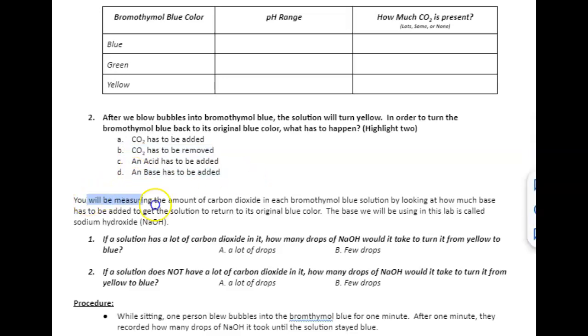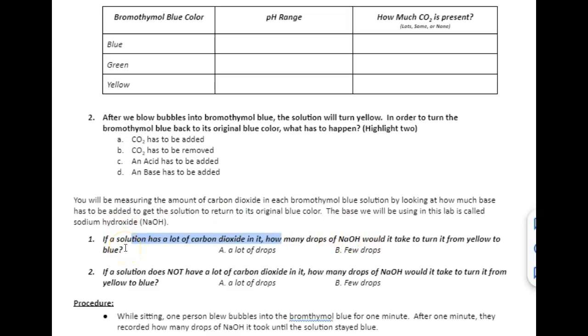So it says you'll be measuring the amount of carbon dioxide in each bromethymol blue solution by looking at how much base has to be added to the solution to get to its original blue color. The base we'll be using in this lab is called sodium hydroxide. So if a solution has a lot of carbon dioxide in it, how many drops of this base would it take to turn back to blue?